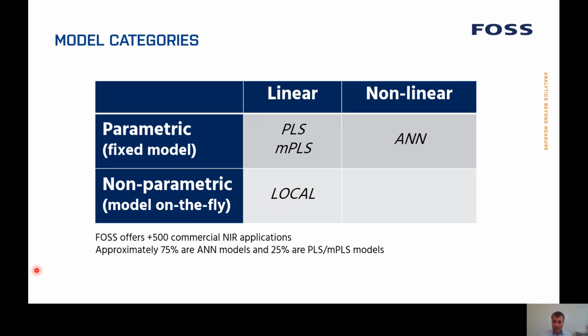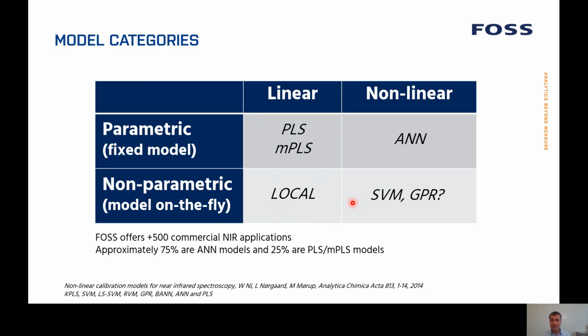Then we very often get the question, why don't you have a nonlinear, non-parametric model? Examples of these are support vector machines, Gaussian process regression, and other very interesting methods. And we are for sure investigating types like this. We have an example where we have investigated all these methods down here. And so we continuously monitor new methods out there.